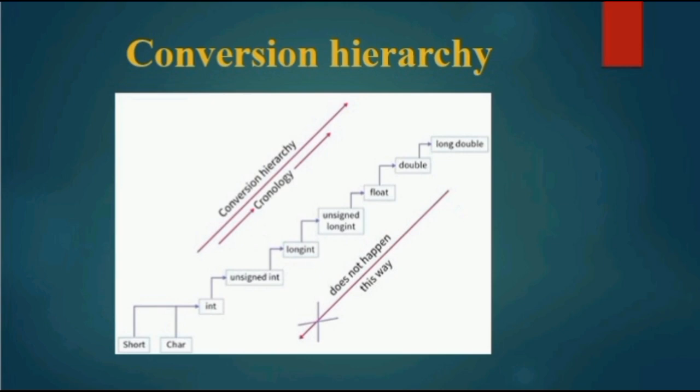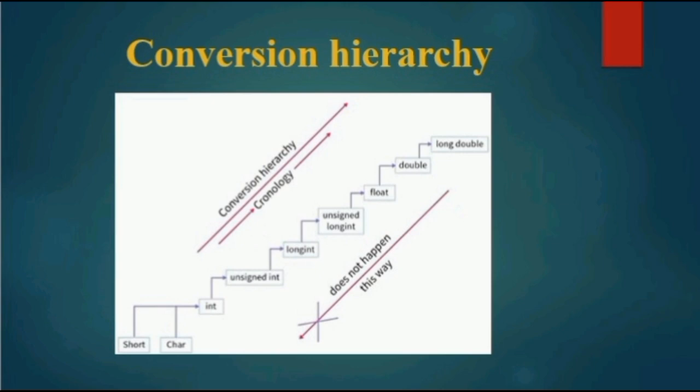So the hierarchy continues upwards, allowing conversions to long int, and similarly unsigned long. Then int, float, double and finally long double at the top. This means the smaller types can be safely converted into larger types without losing information. However, the diagram also includes a crossed out arrow labeled "does not happen this way".